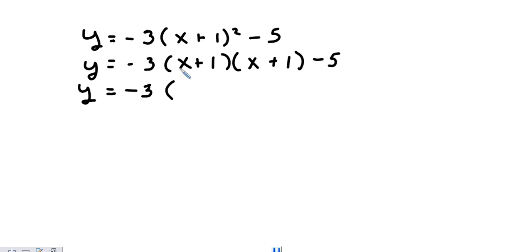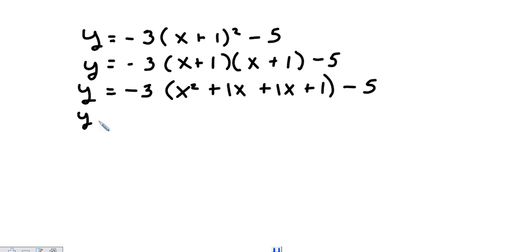So let's FOIL this. X times x is x squared. Outer, x times 1, so plus 1x. Inner, plus 1 times x, so plus 1x. And last, 1 times 1 is plus 1. And don't forget your little 5 out here. So now I've got all of this that I FOILed in parentheses, but I've still got this negative 3 in the front. So we need to distribute our leading coefficient here, our a.